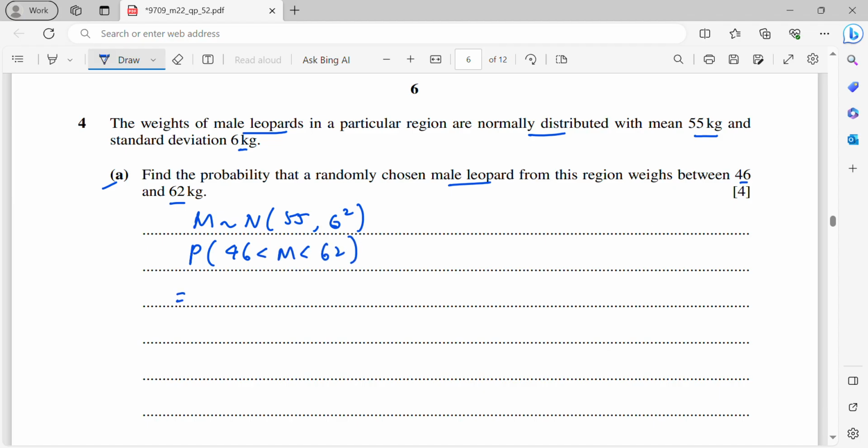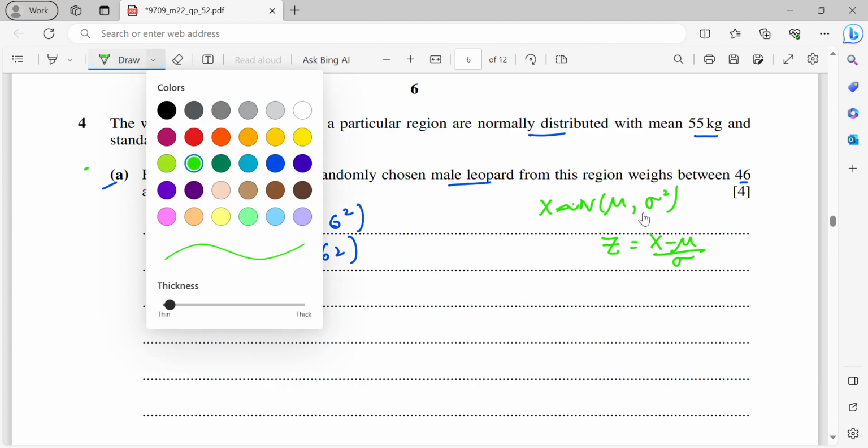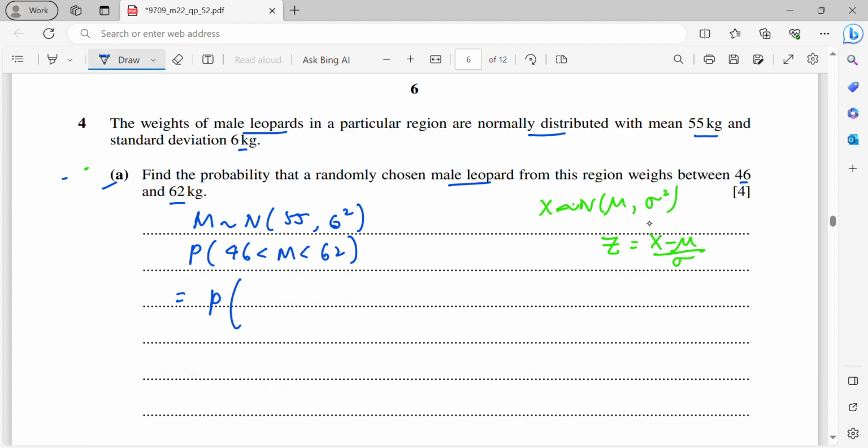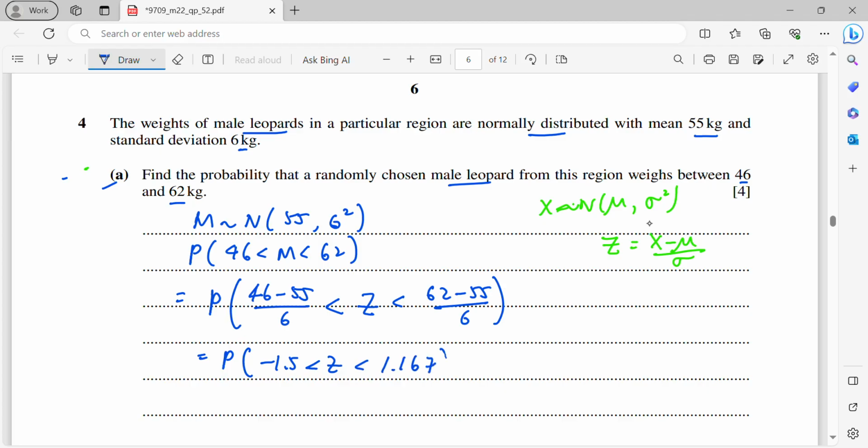So from here, we need to standardize. Now, for your information, if your X is normally distributed with mean mu and variance sigma squared, when you standardize, it will be X minus mu over sigma. Okay, then from here, I will get P of 46 minus mean 55 over 6, where 6 is the standard deviation, less than Z less than 62 minus 55 over 6. Therefore, from here, I will get negative 1.5 less than Z less than 1.167.